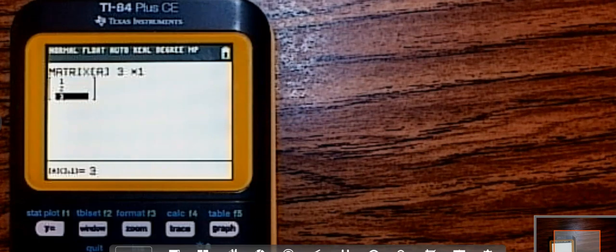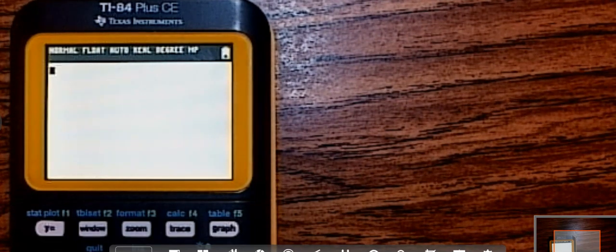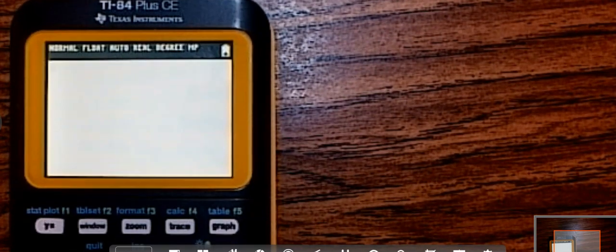Okay, now, you want to multiply that by 1.5? We're going to go back to the main screen, so I use the quit button right above the mode, so jump back to the home screen. Let's just multiply a matrix by 1.5.